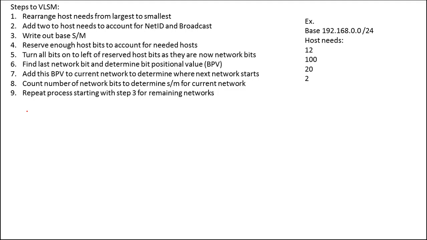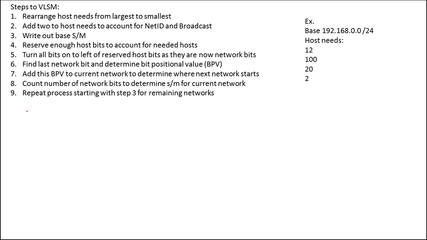Okay, so let's do a little VLSM, variable length subnet masking. The steps I've got here for you: first, we need to rearrange our host needs from the largest to the smallest. Then we add 2 to the host needs to account for our network ID and the broadcast. We then write out the base subnet mask. Step 4 says to reserve enough host bits to account for our needed hosts.